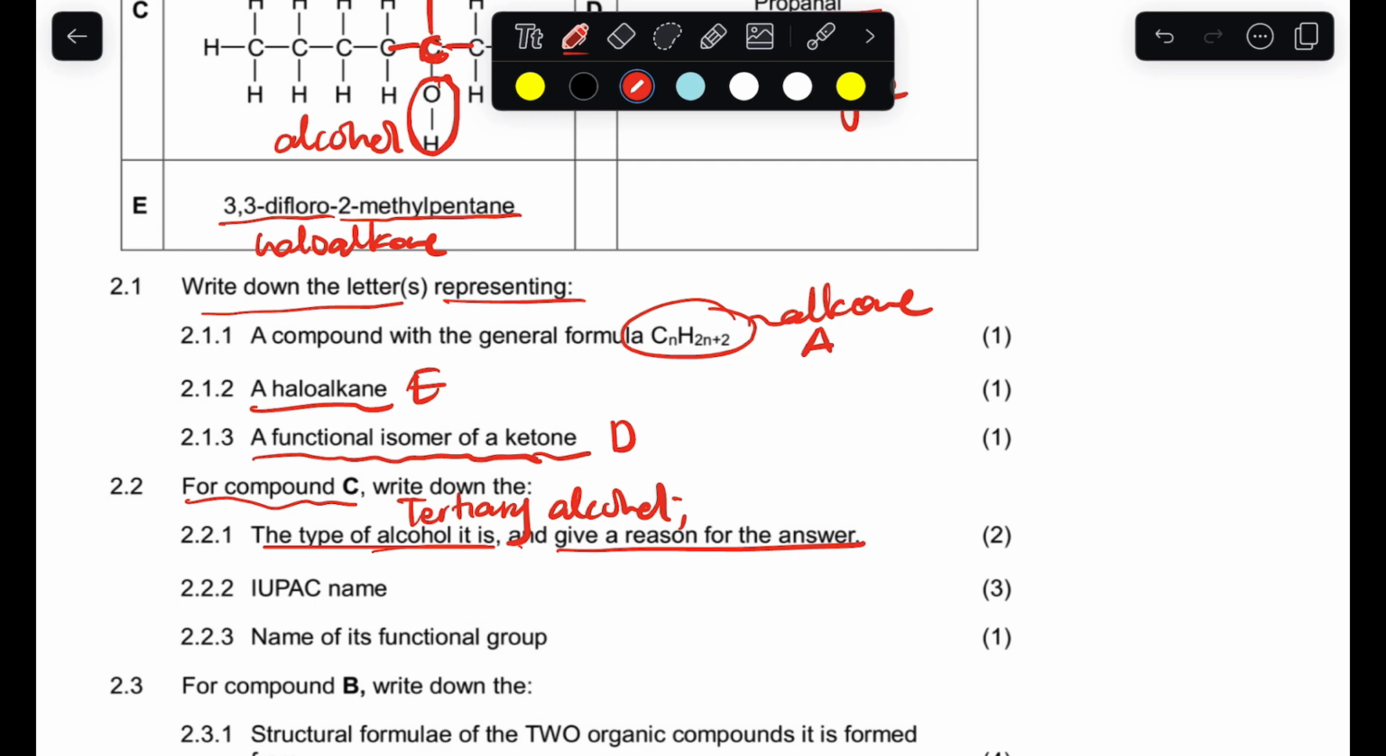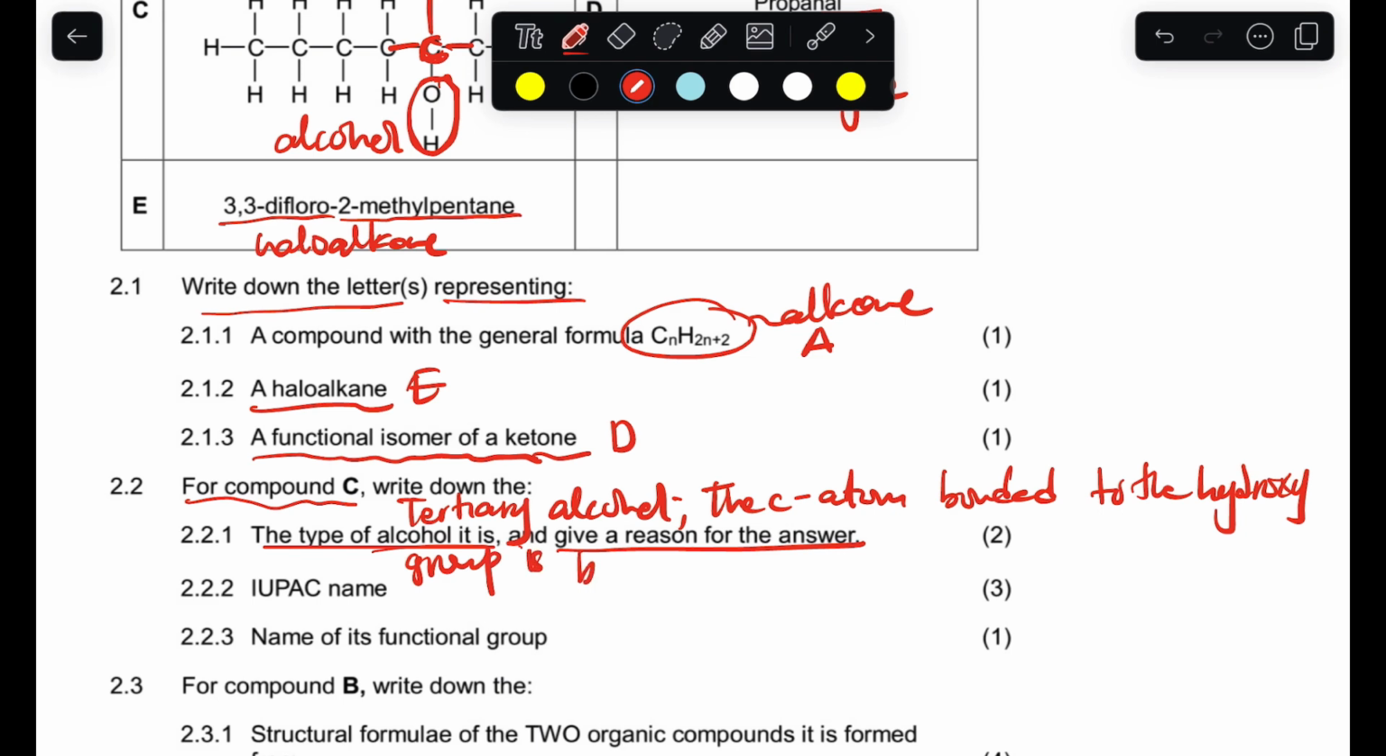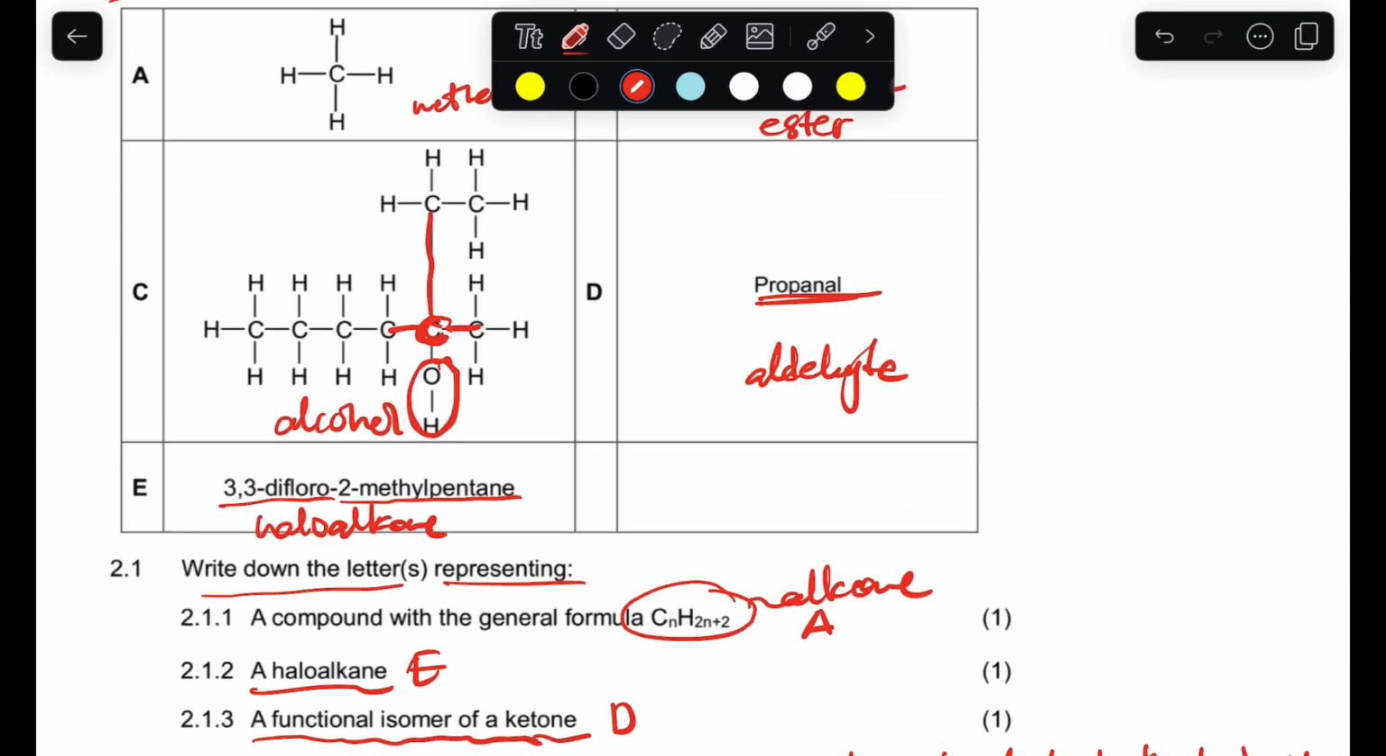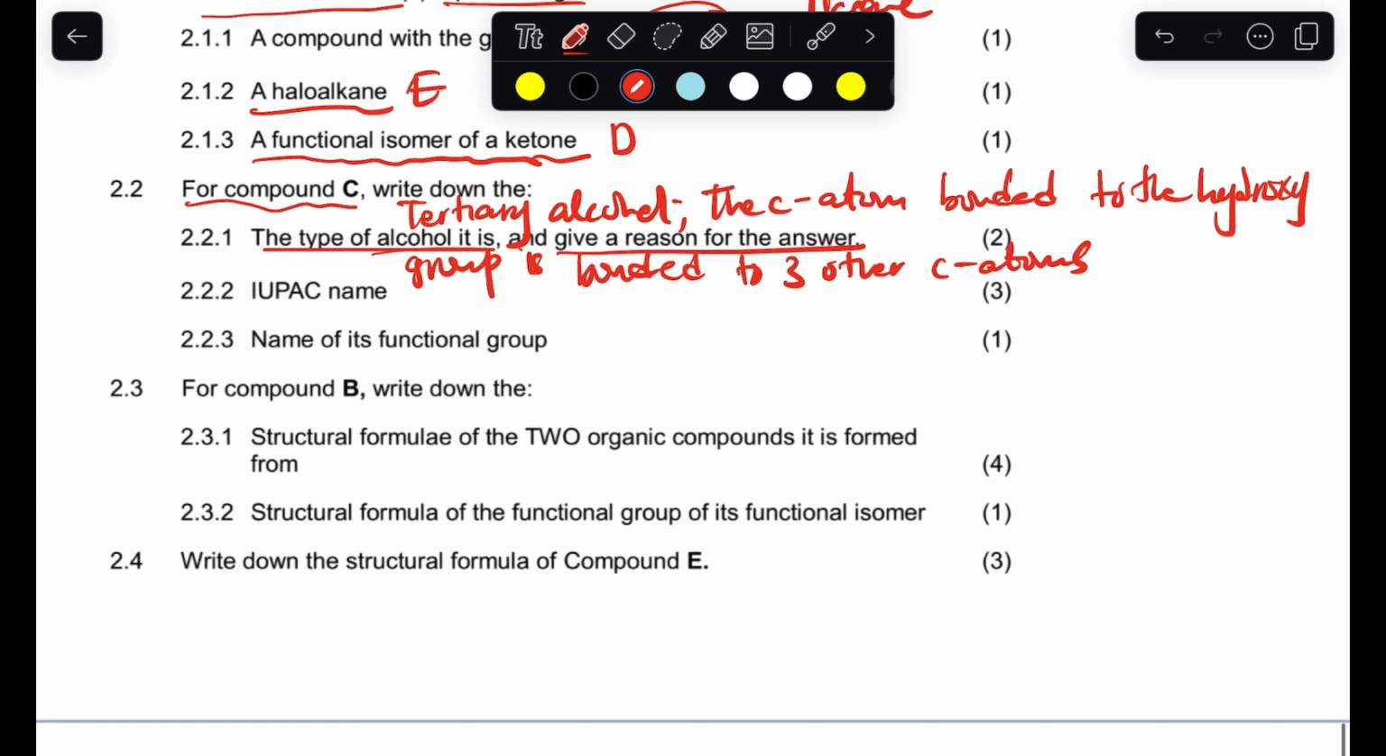The reason for your answer: you will say the carbon atom bonded to the hydroxyl group is bonded, as I've mentioned, to 3 other carbon atoms. As you can see, this carbon is bonded to 3 other carbons. That makes it a tertiary alcohol.